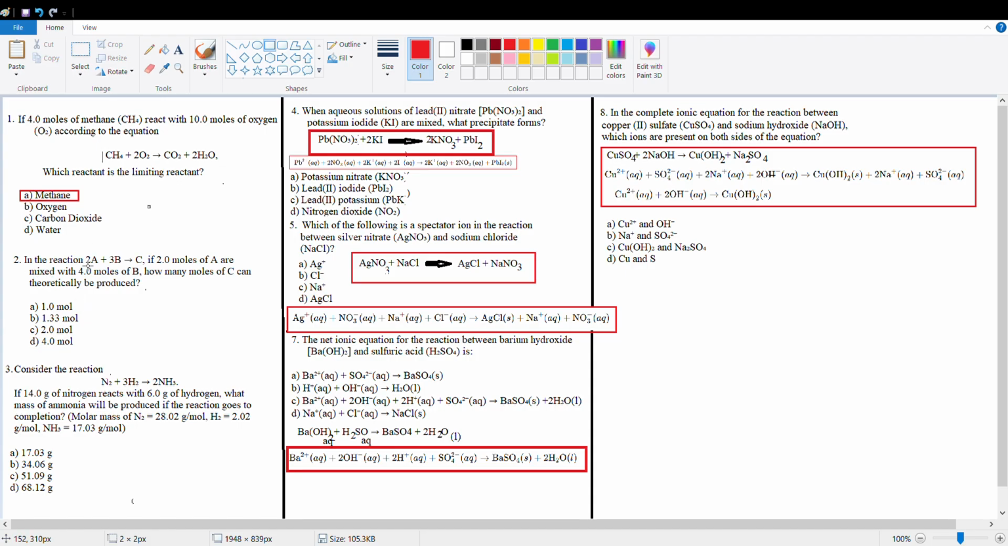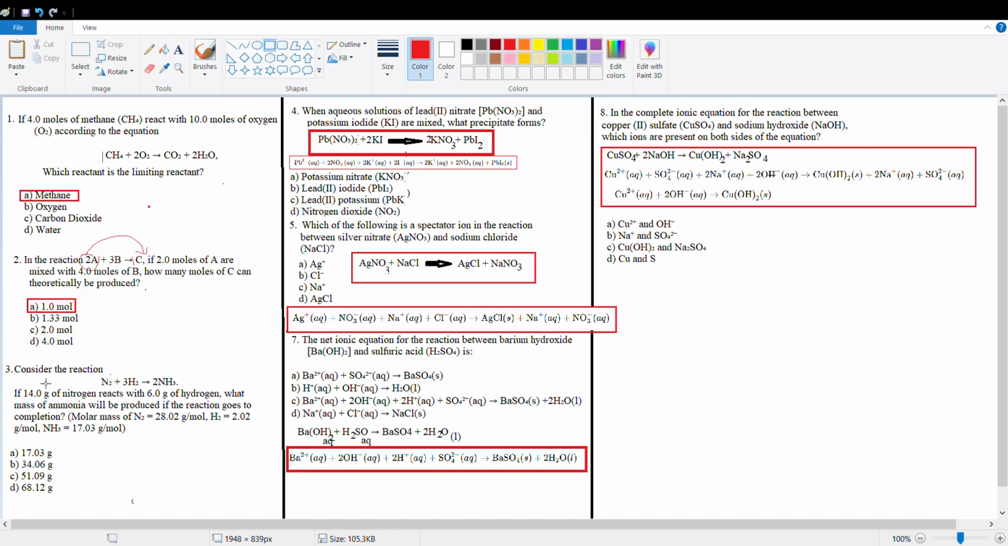Question number 2, 2A plus 3B gives you 1 mole of C. So you can see clearly here that 3 moles of B are needed according to the equation, but 2 moles of A are mixed with 4 moles of B. So again we can see clearly that B is more than enough. That means A is the limiting reagent, and then we link this with our C, which we need to find. It is 1 mole of C, and that means 1 mole is the answer for this question.